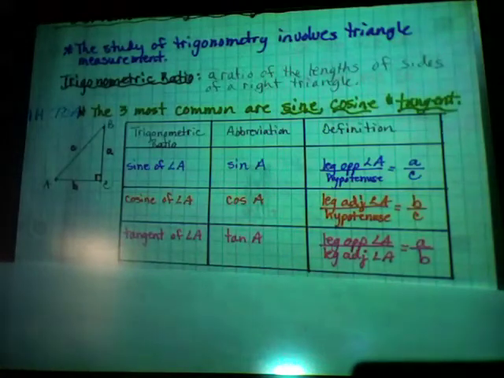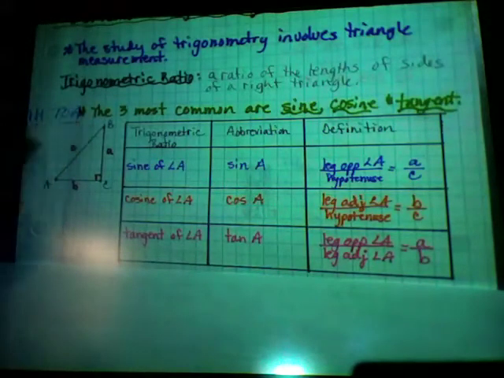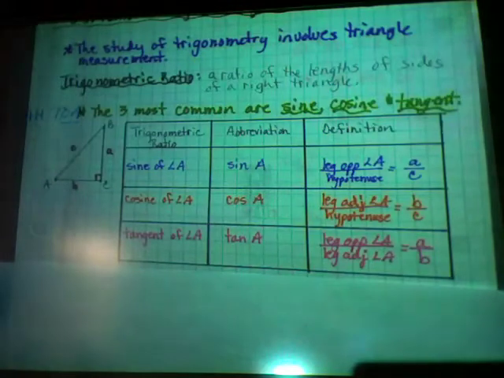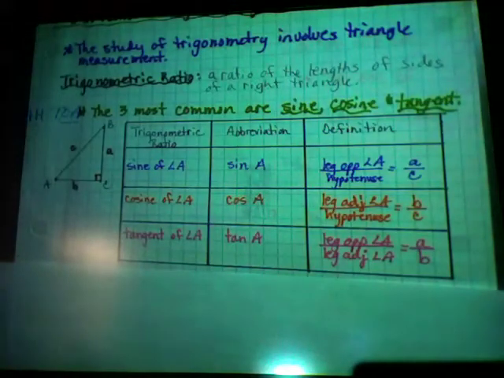Okay, this is Sohcahtoa. Sine, opposite, hypotenuse. Cosine, adjacent, hypotenuse. Tangent, opposite, adjacent. Sohcahtoa. Now how are you going to remember how to spell that? Here you go.